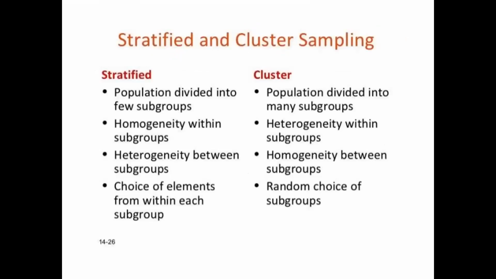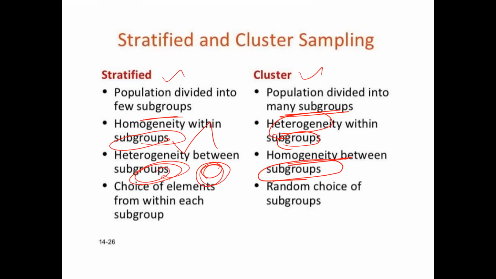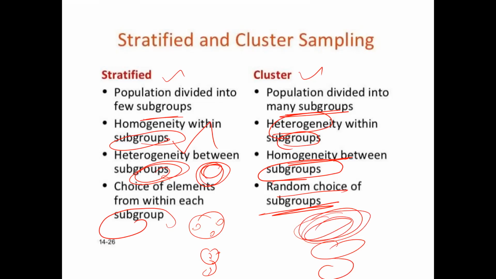Next, the difference between stratified and cluster sampling. As I told you before, the population is divided into a few subgroups. In stratified, there are many subgroups, and homogeneity within the subgroups is necessary, but in cluster, heterogeneity within the subgroups is seen, whereas heterogeneity between subgroups is seen in stratified and homogeneity between the subgroups is seen in cluster. Here, elements are chosen from within each subgroup, but in cluster, no. Here, a random choice of subgroups is made. From there, you select any three like this, but there it's not like that. You select the whole population.